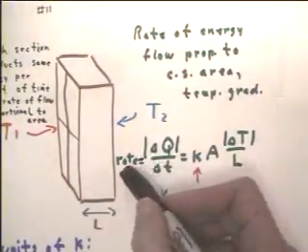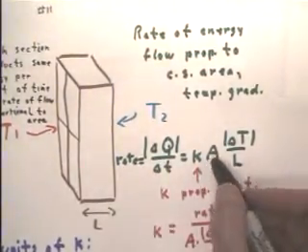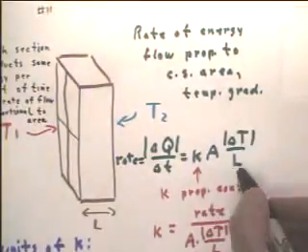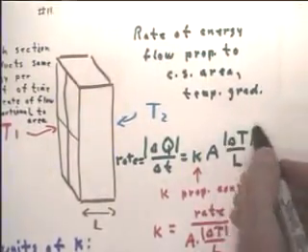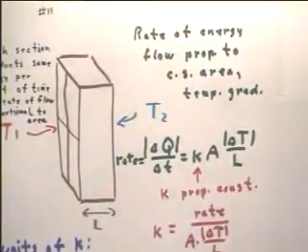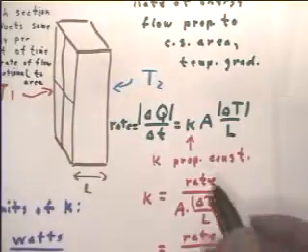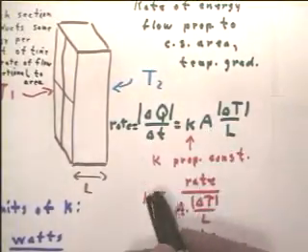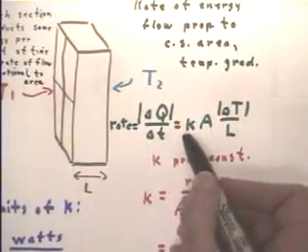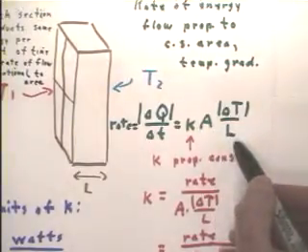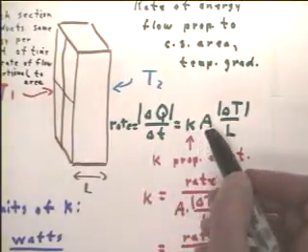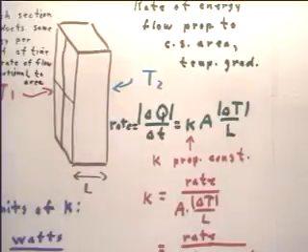We're going to say that that rate is proportional to the area and the temperature gradient. I put absolute value signs around the temperature gradient also, so we don't have to worry about signs here, because that gets a little bit confusing and we don't need to distract ourselves. K is our proportionality constant. To say that the rate is equal to K times the area times the temperature gradient is to say that the rate is proportional to the area and the temperature gradient.